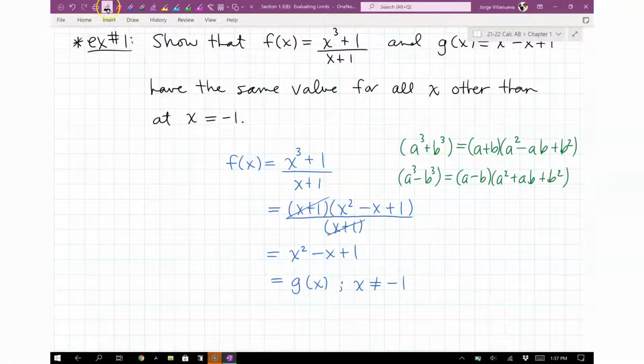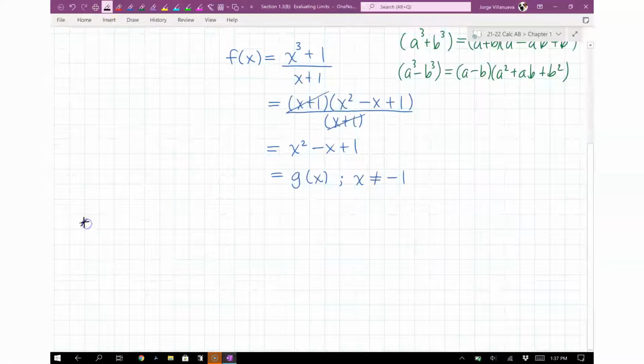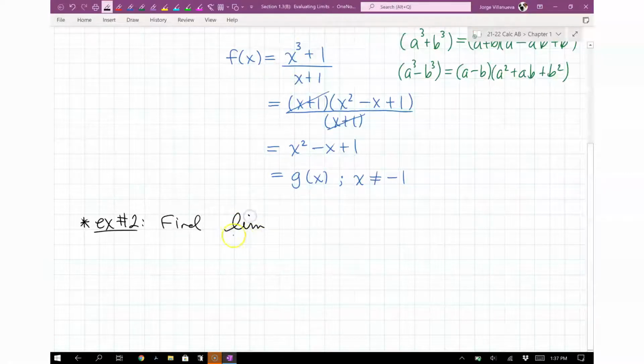So let's do that right now. Find the limit as x goes to -1 of x cubed plus 1 over x plus 1. Now notice that's just f of x from up on top, right? And we learned that f of x up on top basically became g of x, right? So remember, g of x was this function right here.